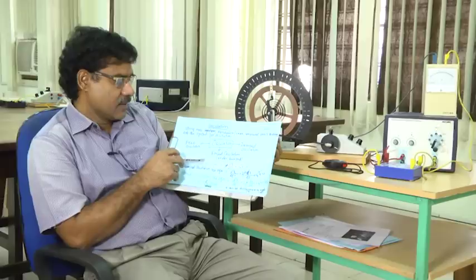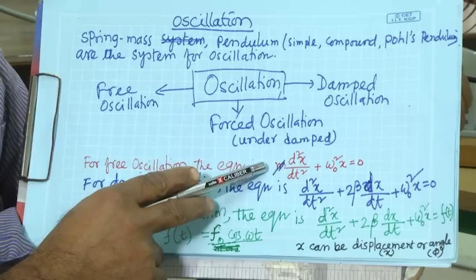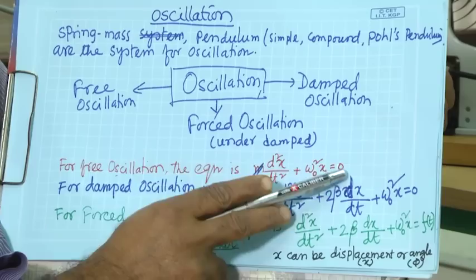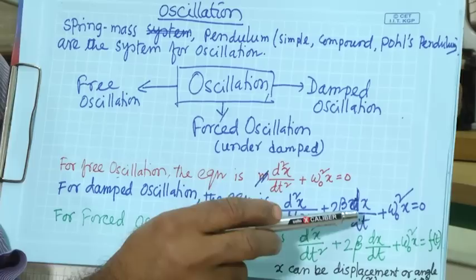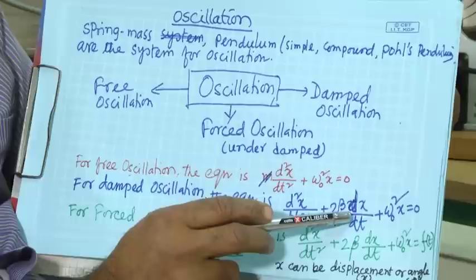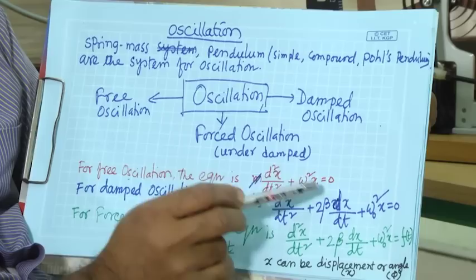You know, for free oscillation the equation of motion is d2x by dt square plus omega 0 square x equal to 0. So this is a free oscillation, there is no damping term here. Now, for damped oscillation, this additional term is there. This damping is basically proportional to the velocity, and beta is the damping constant. So plus 2 beta dx by dt is added to this one, then equal to 0.